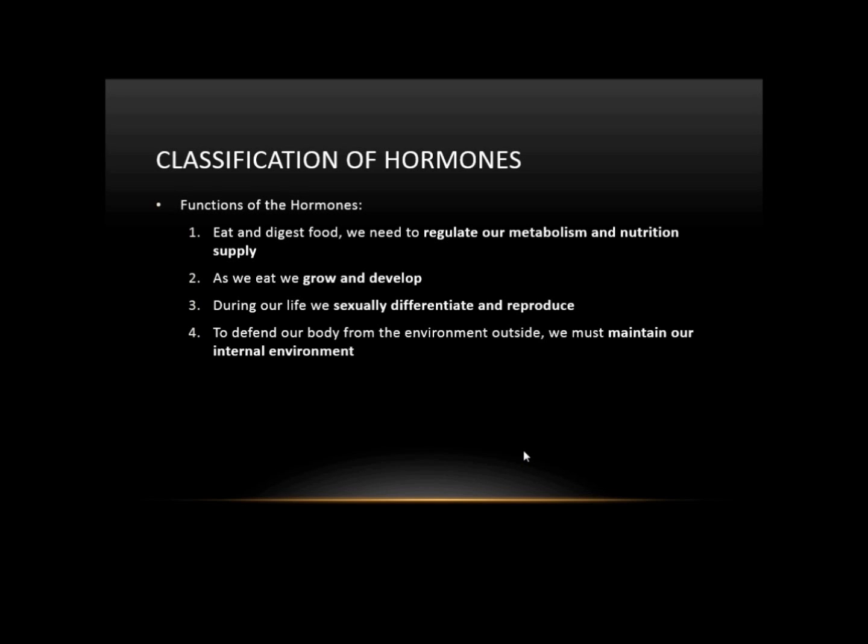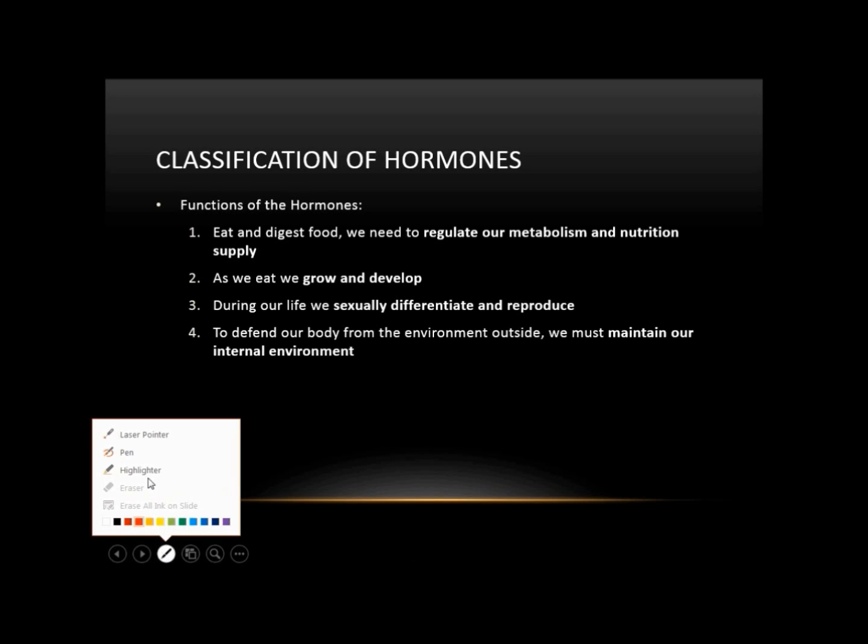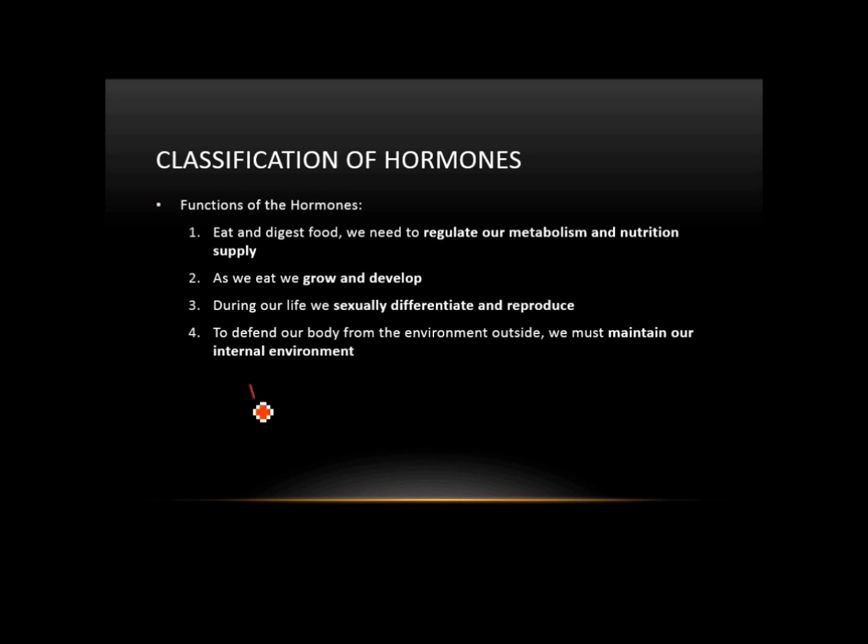Another way to classify the hormones is by their functions. There are seven types, and we can wrap them up very easily. To survive, we need to eat and digest our food. To digest it, we need to regulate our metabolism and its nutrition supply. As we eat, we grow and develop. During our life, we sexually differentiate and reproduce offspring. To defend our body from the environment outside, we must maintain our internal environment.